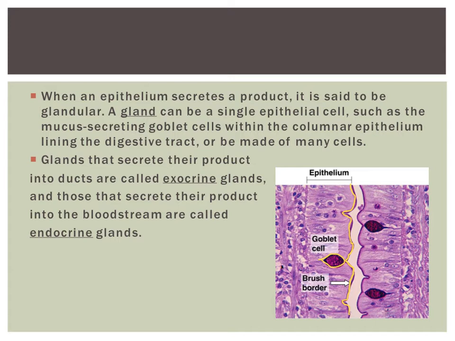Glands that secrete their product into ducts are called exocrine glands, and those that secrete their product directly into the bloodstream are called endocrine glands.